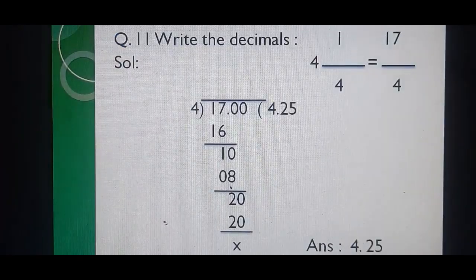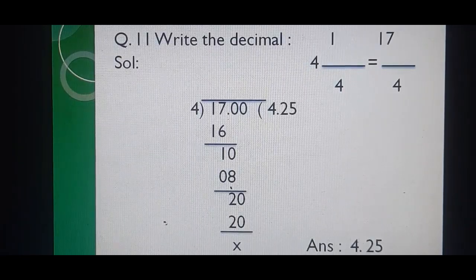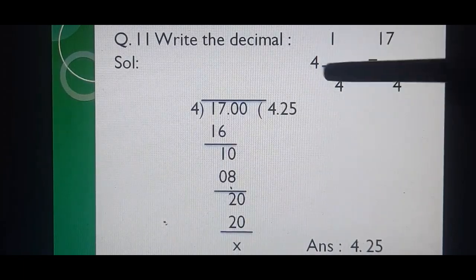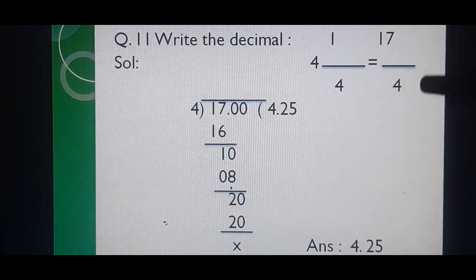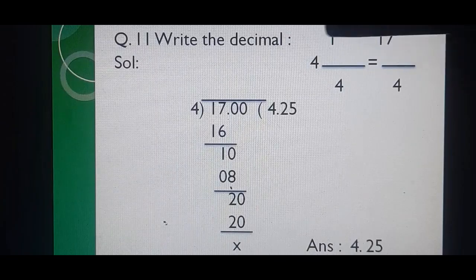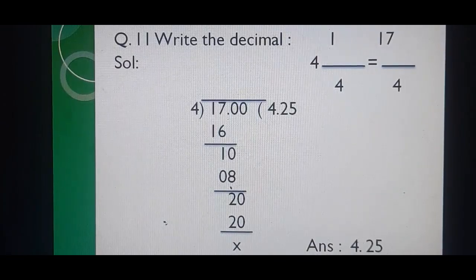Question number 11. Write the decimal. 4 whole 1 upon 4. 4 fours are 16 plus 1, 17 upon 4 is our question. The question is given in the form of a fraction and we have to write it in the form of a decimal.